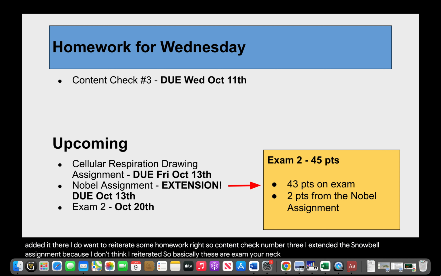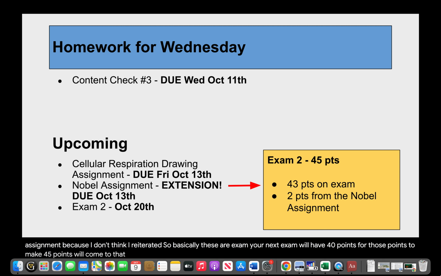Your next exam will have 43 points on it. 2 of those points, to make 45 points, will come from that Nobel assignment. Because this is not really an optional assignment, it's not giving you an additional 2 points for your test, but it's part of the test, I wanted to emphasize that and make sure everybody had a chance to do it. The lectures are recorded. You can still watch them.